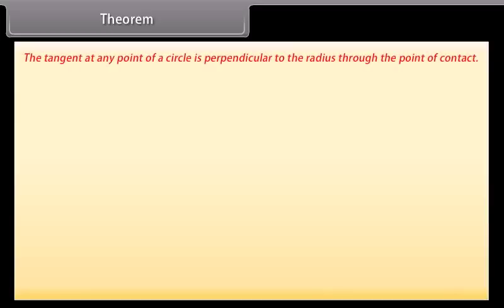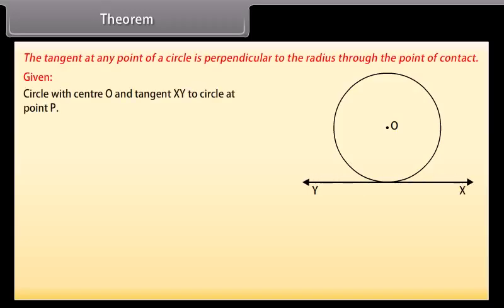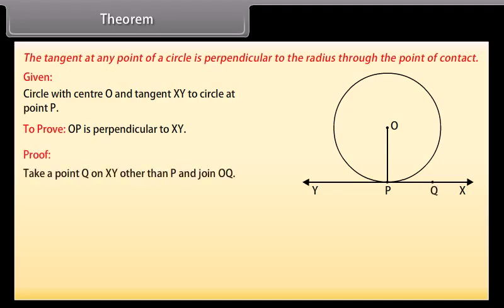Theorem. The tangent at any point of a circle is perpendicular to the radius through the point of contact. We are given a circle with center O and a tangent XY to the circle at a point P. We need to prove that OP is perpendicular to XY. Take a point Q on XY other than P and join OQ.